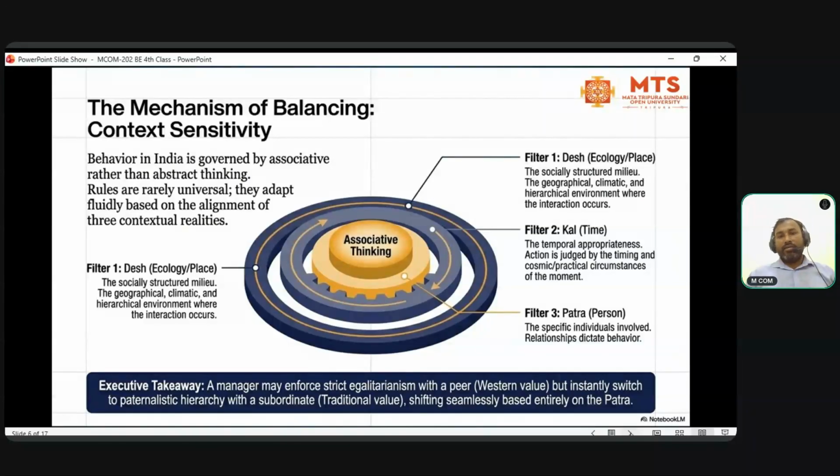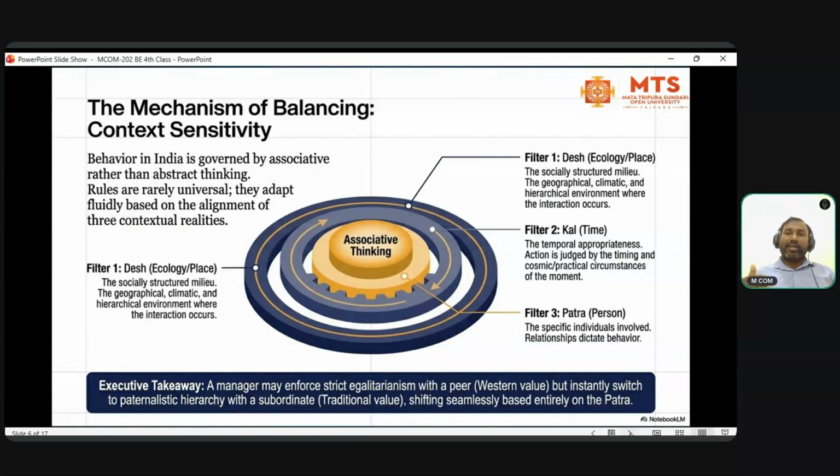Here, this slide shows the filters. Filter 1 is Desh: ecology and place, the socially structured milieu, the geographical, climatic, and hierarchical environment where the interaction occurs. And filter 2, Kal, this is time.